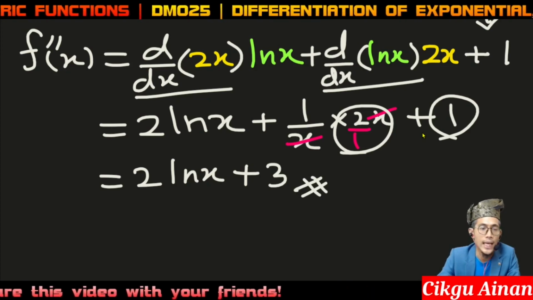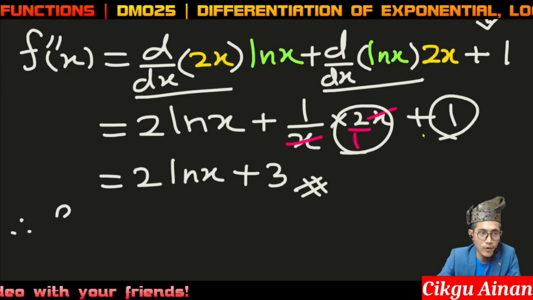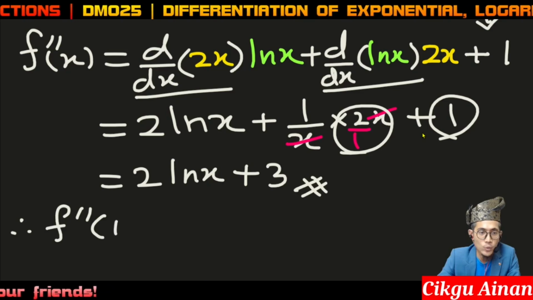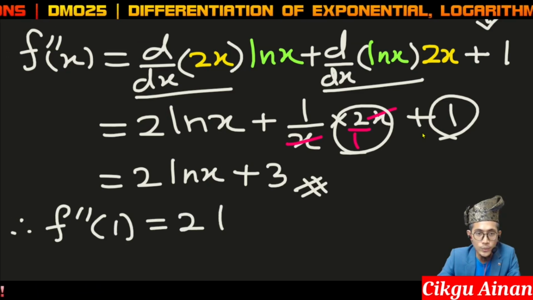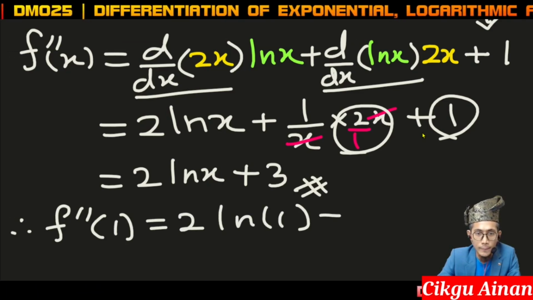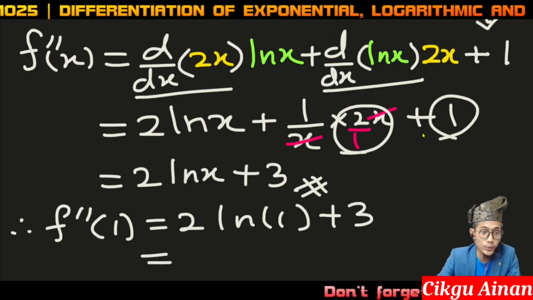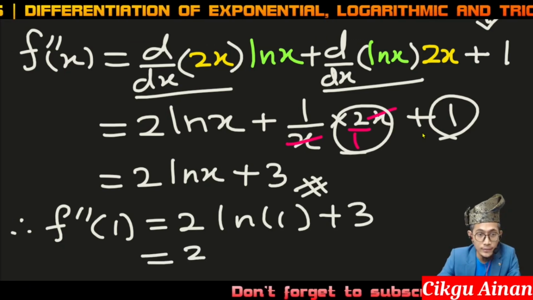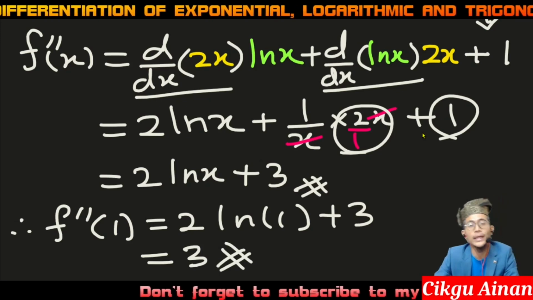Therefore, f double prime 1 is 2 ln 1 plus 3. We just substitute the value and then use your calculator. You get 3 for this one.